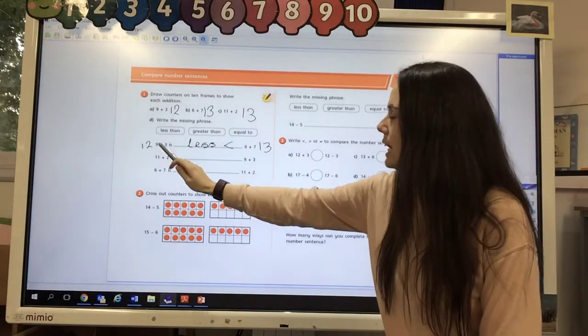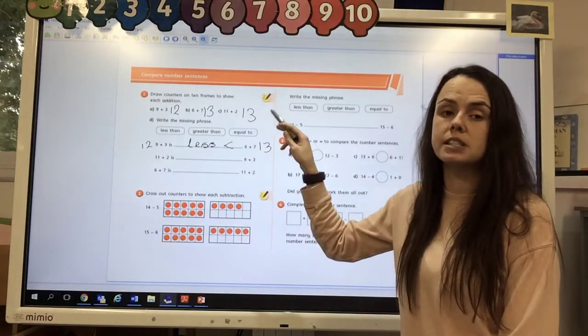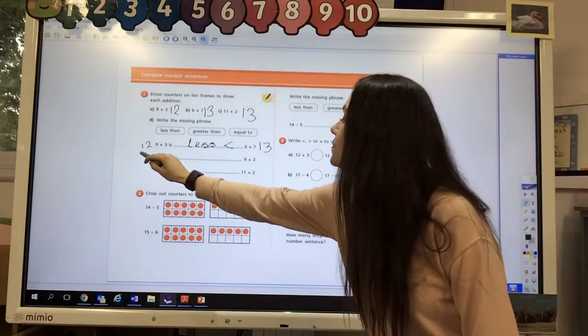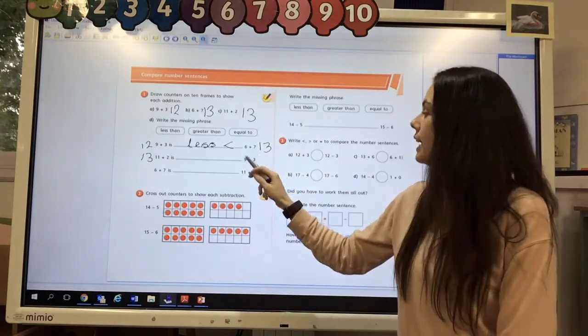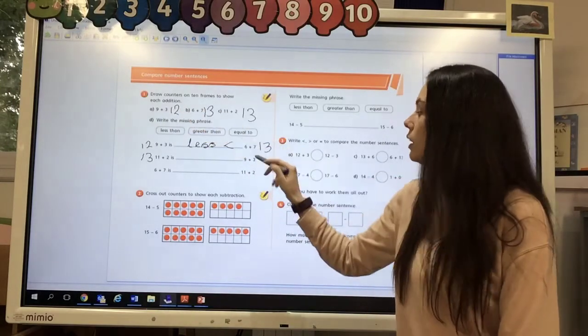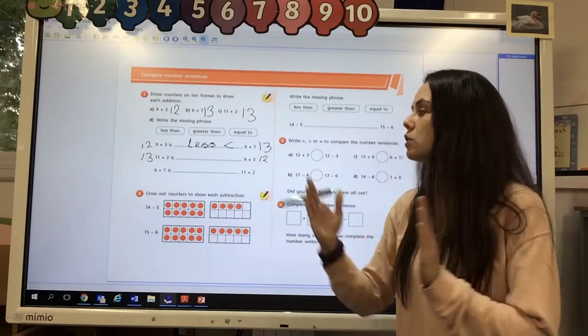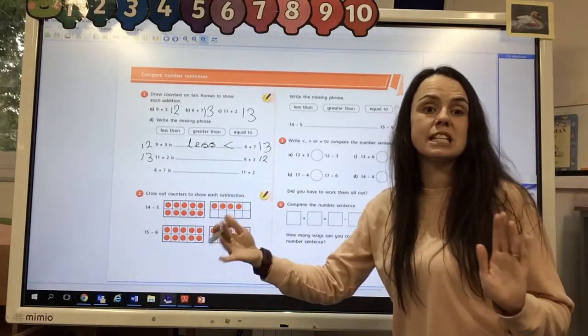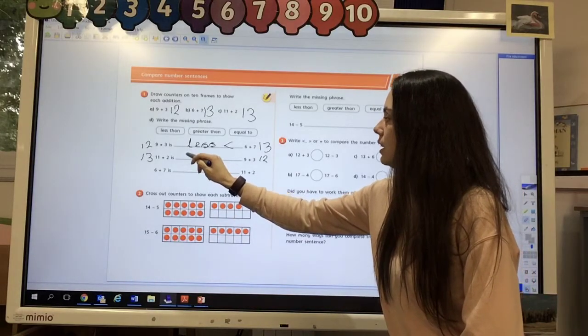Now here we've got 11 add 2. We've already done 11 add 2. 11 add 2 is 13. Is that bigger or smaller than 9 add 3? What was 9 add 3? 12. So 13, is it bigger or smaller than 12? 13 is bigger or greater than. So I'm going to write greater here.